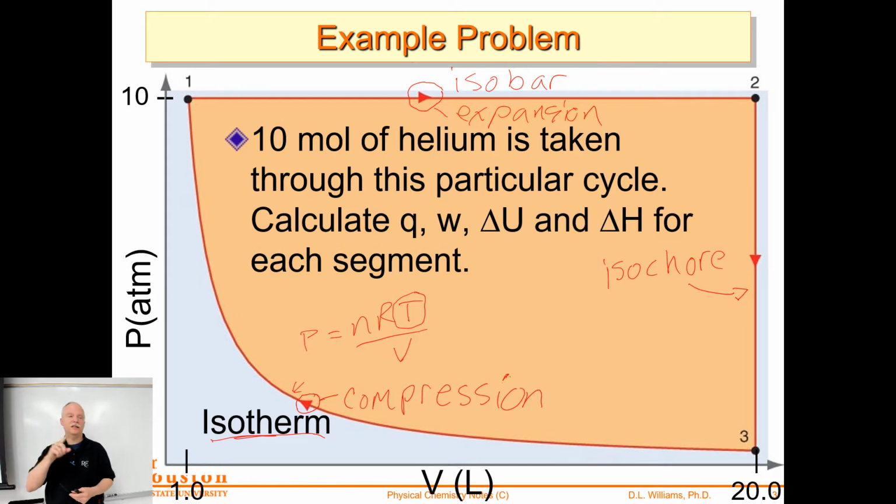A segment is a transition from point 1 to point 2, or point 2 to point 3, or 3 back to 1. So each of those are called segments. So you calculate them independently. What's happening on this segment? Q, W, delta U, delta H. What's happening on that segment? So you move your way through, and then at the end you add them all together.